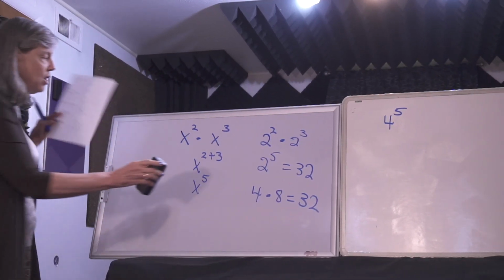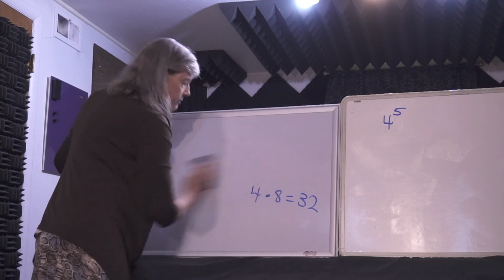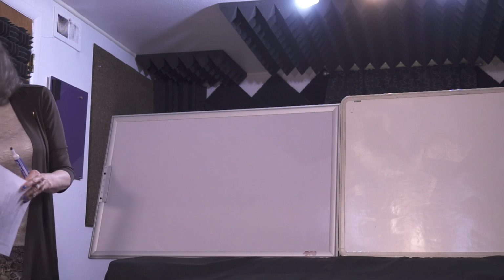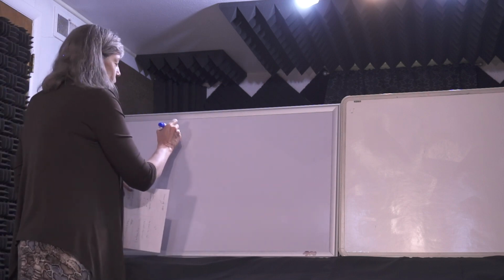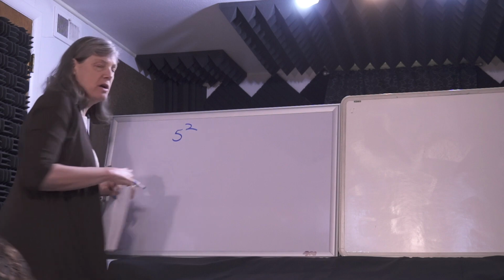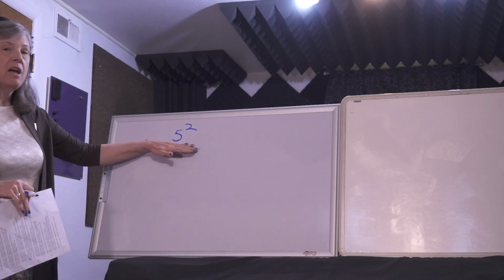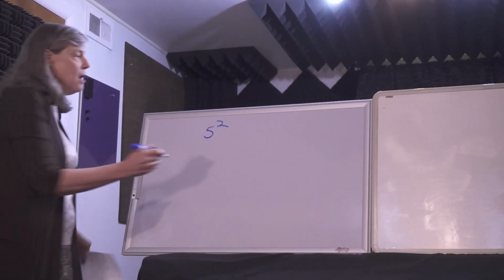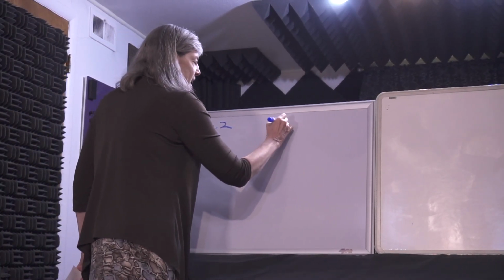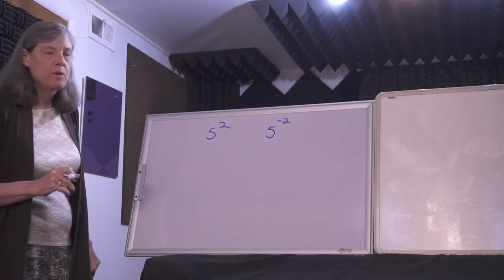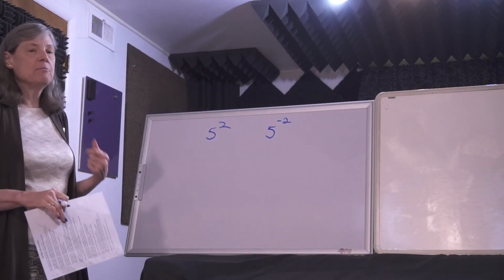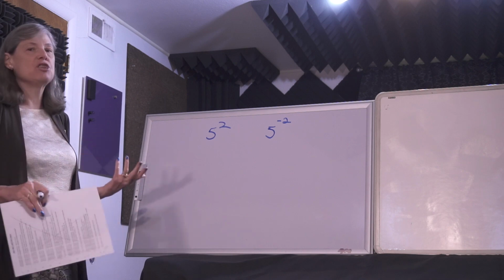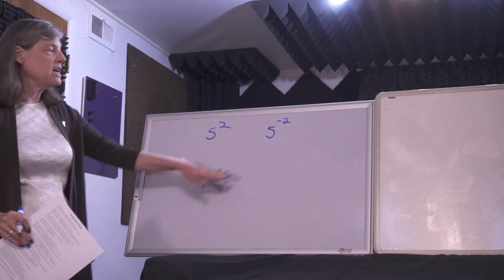All right, moving on. The next one is called the negative exponent rule. So remember, when we have, say, 5 squared, that means I'm multiplying the base by itself, the exponent number of times. So 5 times 5. But what if I had 5 to the negative 2? There is no way to multiply 5 by itself negative 2 times. That's just not possible.